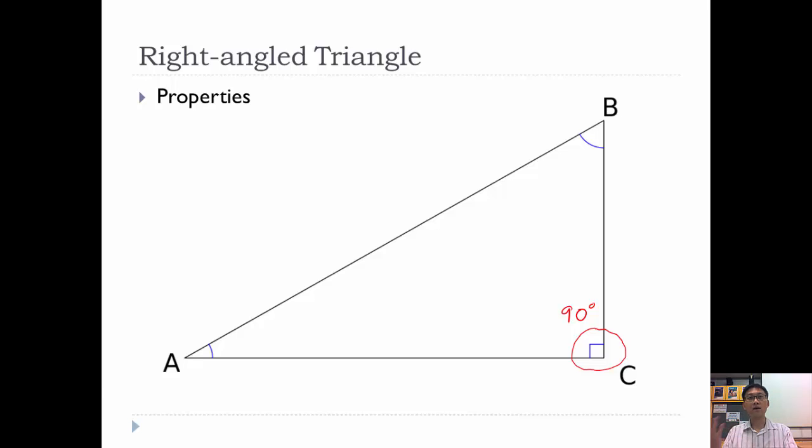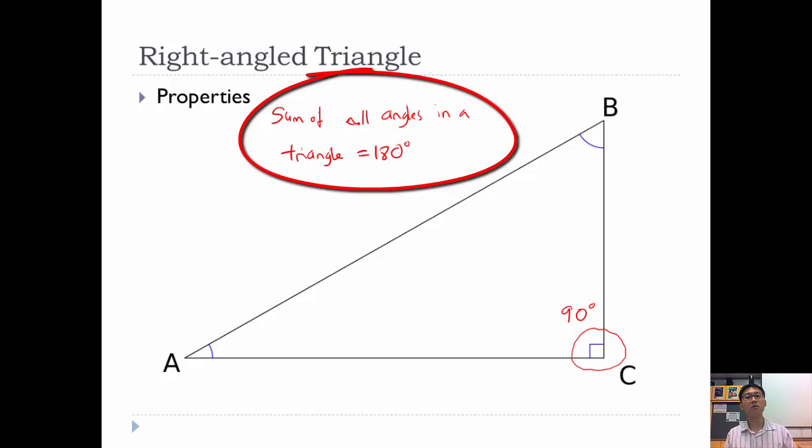Now the second thing you should know, and this is true for all triangles, is that the three angles will always add up to 180 degrees. So the sum of all angles in a triangle is always 180 degrees. This is something that you must remember.